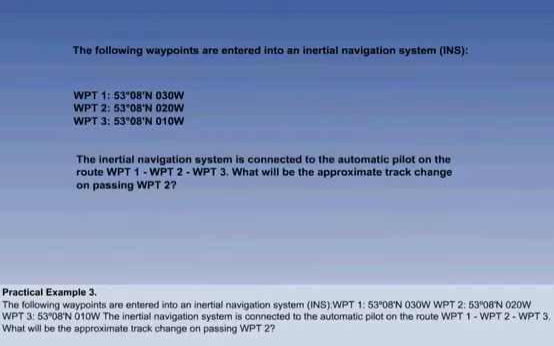Now, a more practical example. Look at this question. The following waypoints are entered into an inertial navigation system. Waypoint 1 is 53°08' north and 30 west. Waypoint 2 is 53°08' north and 20 west. Waypoint 3 is 53°08' north and 10 west. The inertial navigation system is connected to the automatic pilot on the route waypoint 1 to waypoint 2 to waypoint 3. What will be the approximate track change on passing waypoint 2?